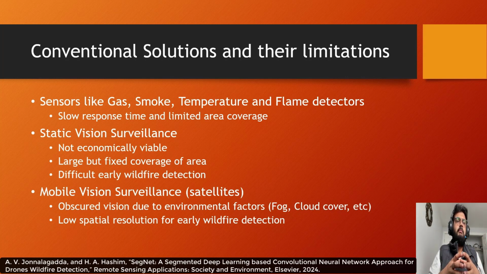These had a large but fixed coverage area, which makes it much more difficult for detecting wildfires away from those towers. And then when we look at the early wildfire detection, then it also becomes difficult to detect early wildfire detection due to the canopies that are formed due to the forests.